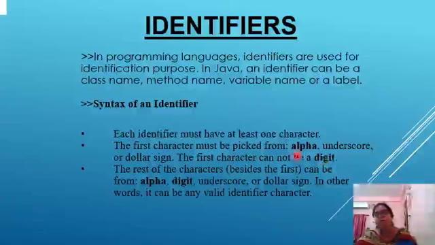Pay attention towards this. While we're writing the variable, the first character will never be a digit or a special character. The rest of the characters besides the first can be from alpha, digit, underscore, or dollar sign. In other words, it can be any valid identifier character.